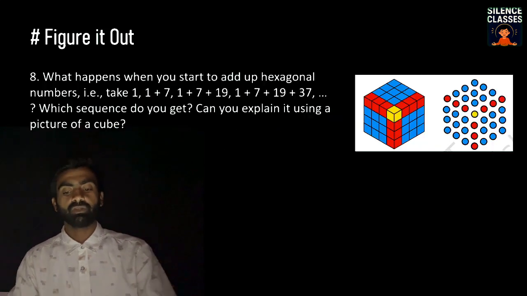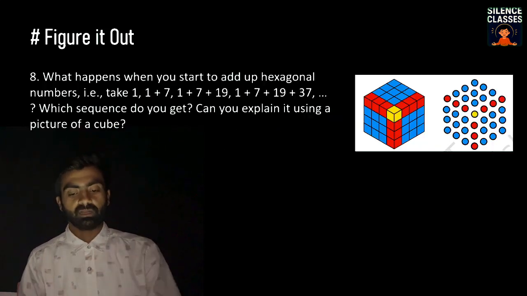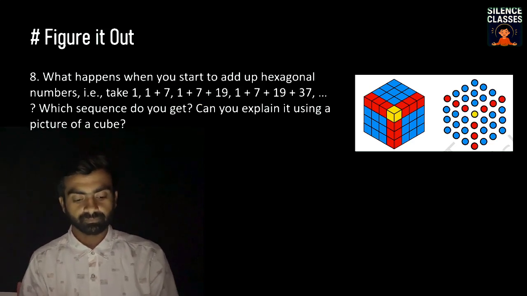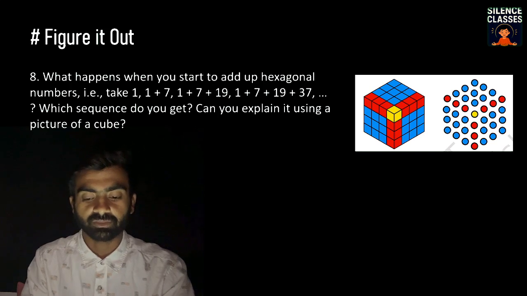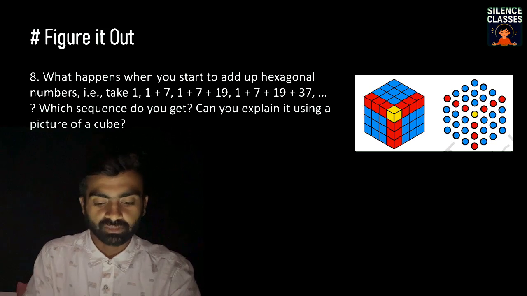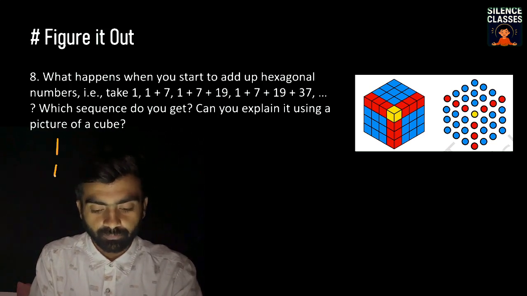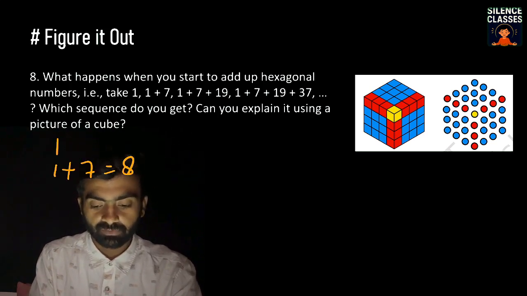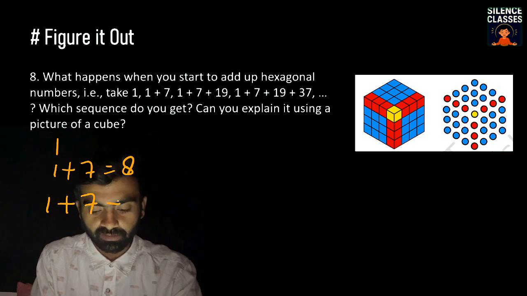What happens when you start to add up hexagonal numbers like 1 plus 7, 1 plus 7 plus 19, 1 plus 7 plus 19 plus 37? Which sequence do we get? Okay, so now let's check it out. 1 plus 7 we will get 8. 1 plus 7 plus 19 we will get 27.